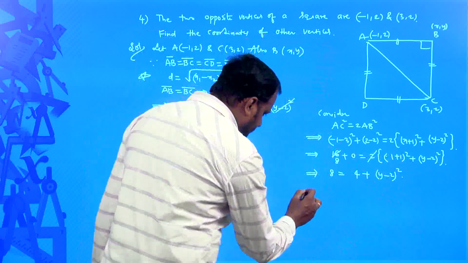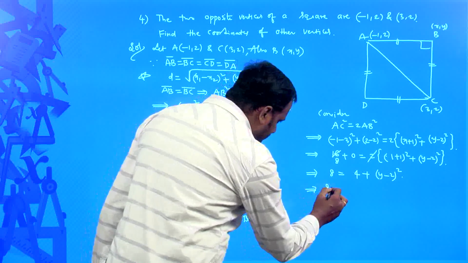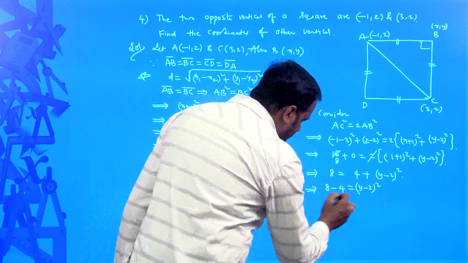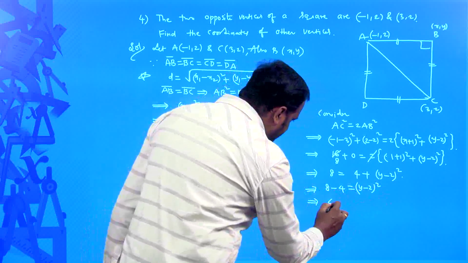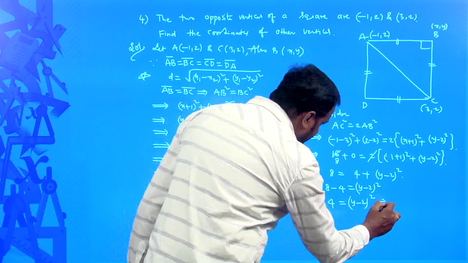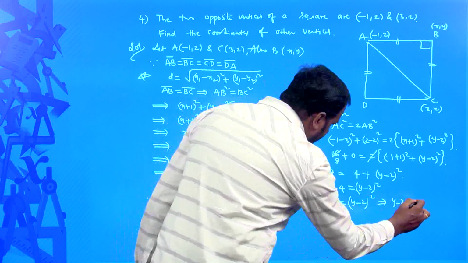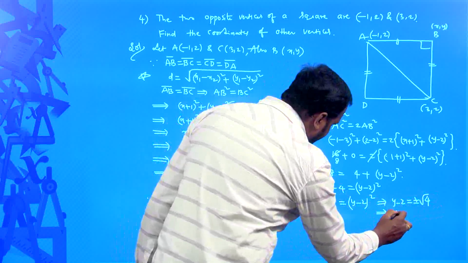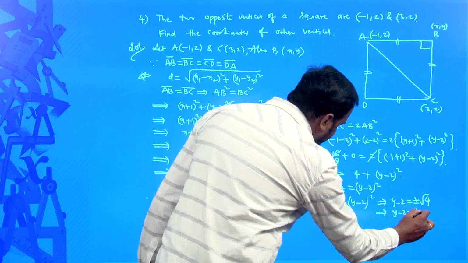Now you can transpose 4 this side. It is going to be 8 minus 4 is equal to (y minus 2) whole square. So 8 minus 4 is equal to 4, which is equal to (y minus 2) whole square. Then what is the value of y minus 2 here? y minus 2 equal to plus or minus square root 4. Therefore the value of y minus 2 is equal to plus or minus 2.